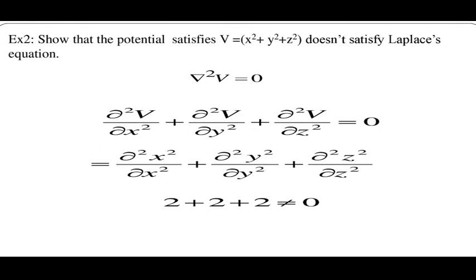So let us do one numerical. Let us see whether this potential V satisfies Laplace equation or not. V is given as x square plus y square plus z square. So we'll take the derivative of this V with respect to x, y and z coordinates. We have to double differentiate it. On double differentiation we'll see that this is not equal to 0. Hence this potential does not satisfy the Laplace equation. This is just an example to show how you can use the Laplacian operator del square.